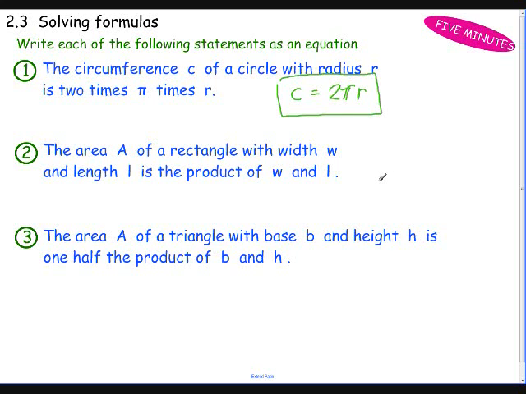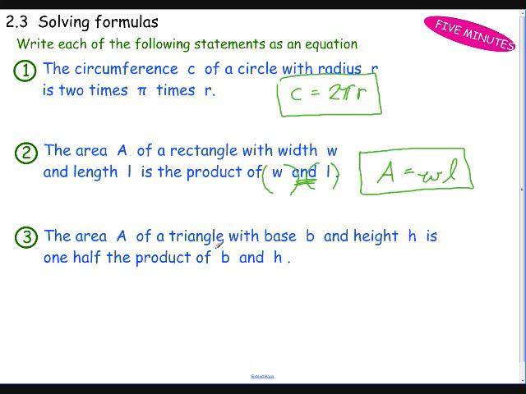The area of a rectangle with width w and length l is the product of width and length. Now don't let the "and" fool you here. This is not adding, is it? This is the product of. So this is telling you we are multiplying these two together. You have to read carefully. You knew it anyway, but I'm just emphasizing how to read these problems successfully.